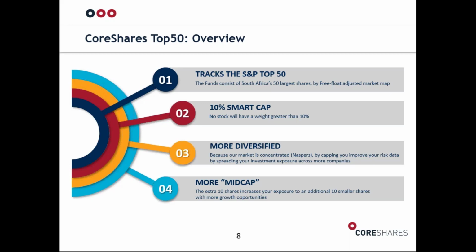And what makes the Top 50 fund unique from similar strategies like the Top 40 is that it applies a 10% smart cap. And this basically means that there's no stock that will have a weight greater than 10% in the fund. Because the South African stock market tends to be quite concentrated, by capping each company at 10%, we're able to improve risk by spreading investment exposure across other companies, and thus at the same time also improving diversification. This bears testament to how indices have evolved over time. They are no longer what they essentially used to be, which was purely market cap weighted indices.